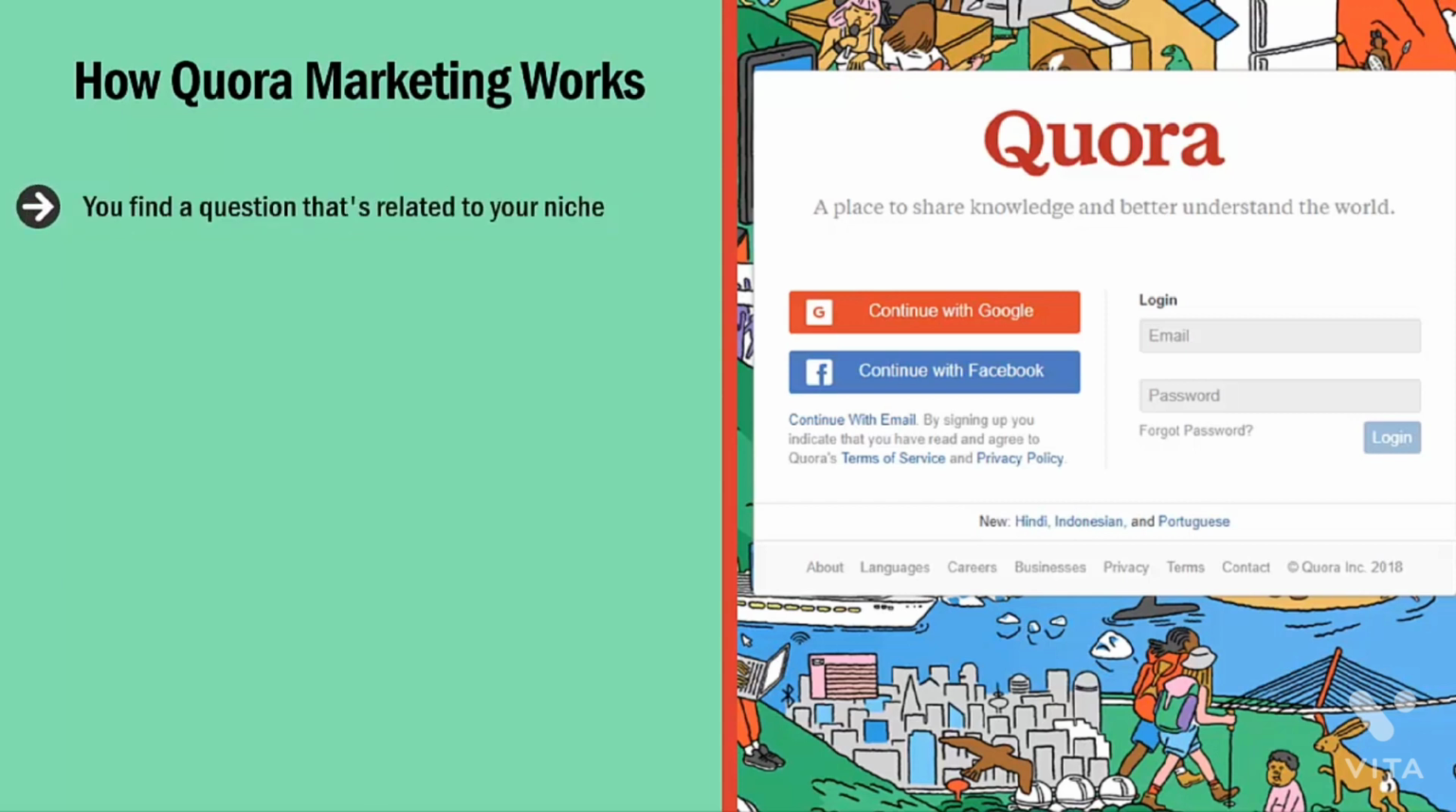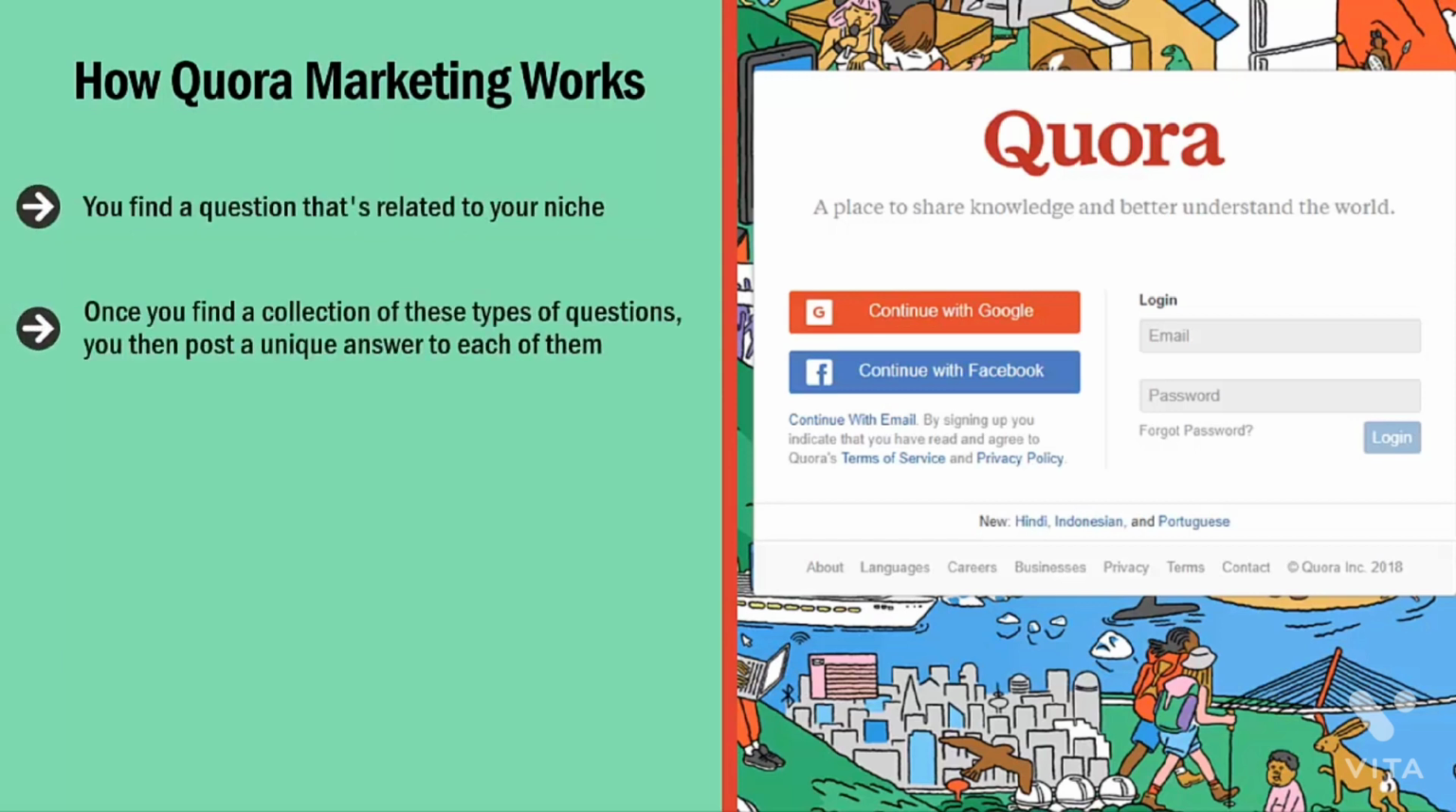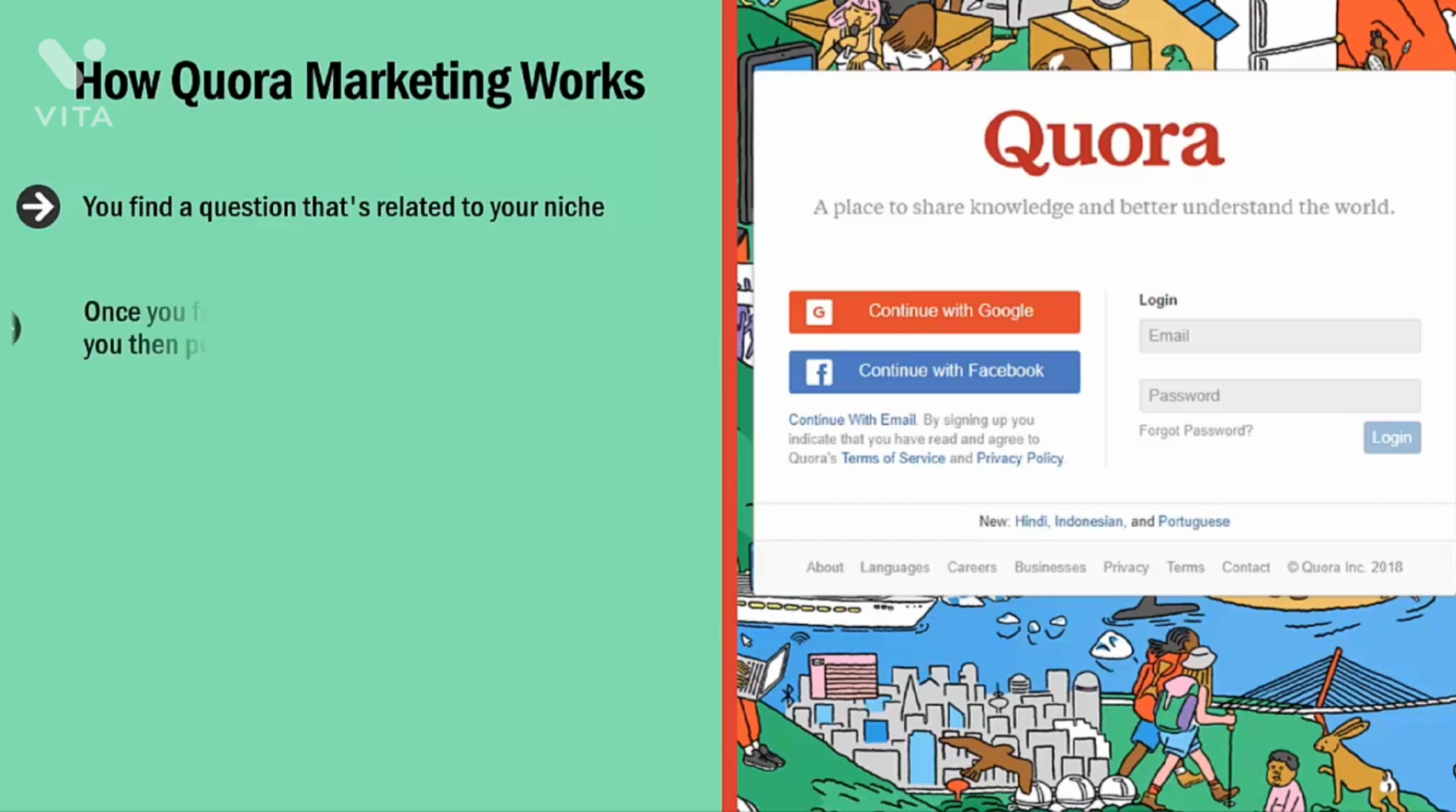Regardless of how you find a question, the question must be directly or closely related enough to the problem solved by the product you are promoting. Once you find a collection of these types of questions, you can then post a unique answer to each of them. Your answer must relate directly to the question. You're not dodging the question. You're not just dropping a link. You're not spamming. Instead, you have to answer the question directly. Otherwise, you will get banned.